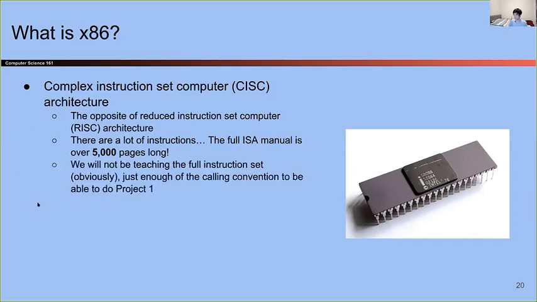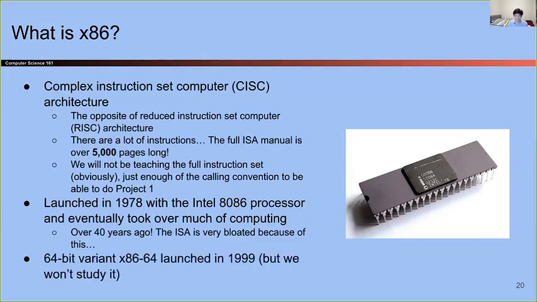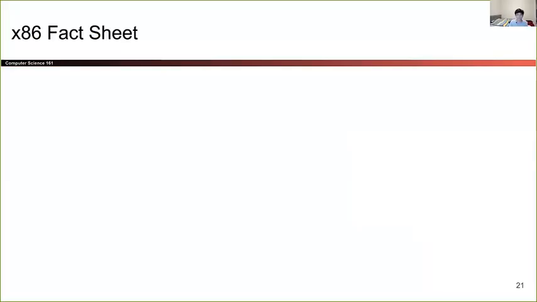We're not going to be teaching the full instruction set, obviously. Again, we're just teaching enough for you to be able to do project 1. It was launched in 1978 with the Intel 8086, and it was then that it sort of took over all of computing. And notice, again, this was over 40 years ago, which is why the instruction set today is very, very bloated. There's also a 64-bit variant called x86-64 in 1999. We won't worry too much about this.